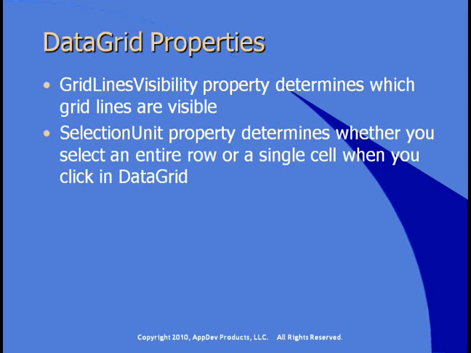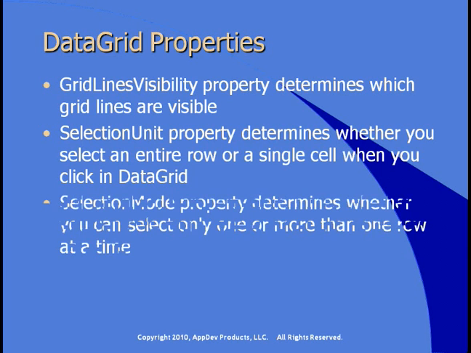And you can control whether or not you select the entire row or just a single cell when you click somewhere in the data grid, and you can do that by using the SelectionUnit property. And the SelectionMode property can be used to determine whether or not you select only one row at a time or more than one row.